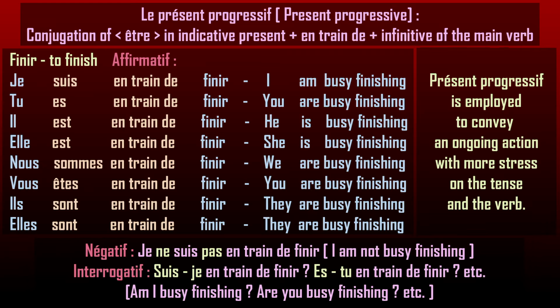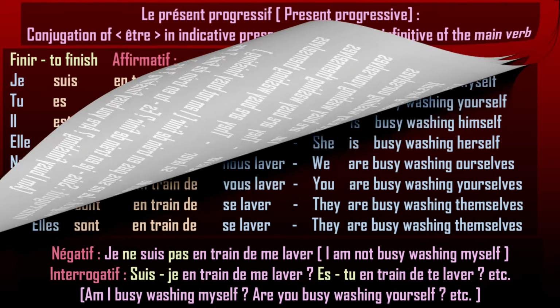Right now, I am driving. I am eating right now. She is writing a letter right now. Like this, you can employ this present progressive. In these situations, you can use this periphrastic tense present progressive.